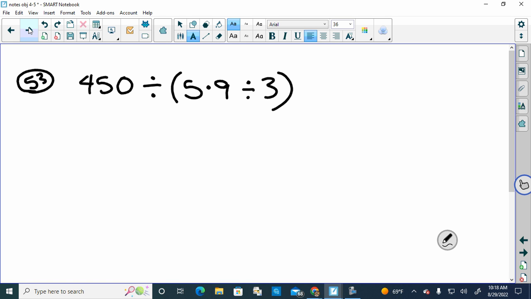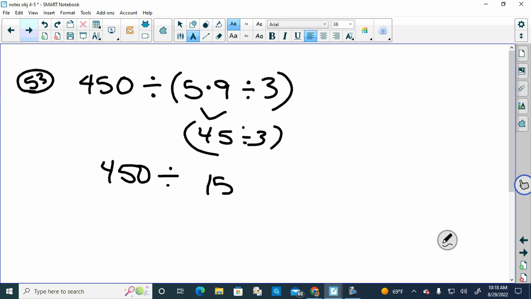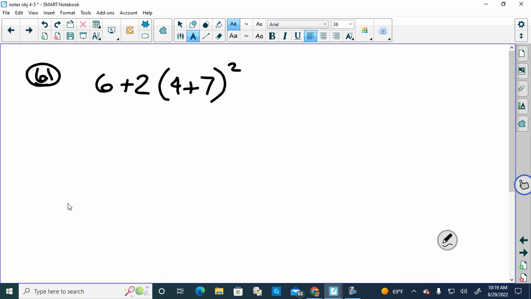So 9 times 5 is 45. And then you're going 45 divided by 3. This was 45. And now we're dividing it by 3, which gives me 15. Okay, now we go left to right. So you're 450 divided by 15. Good. Okay. Good. So multiply and divide left to right, add and subtract left to right. Okay, exponents now.